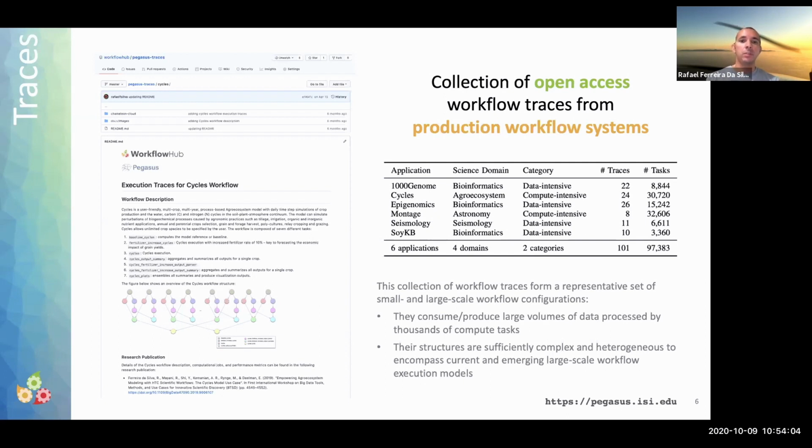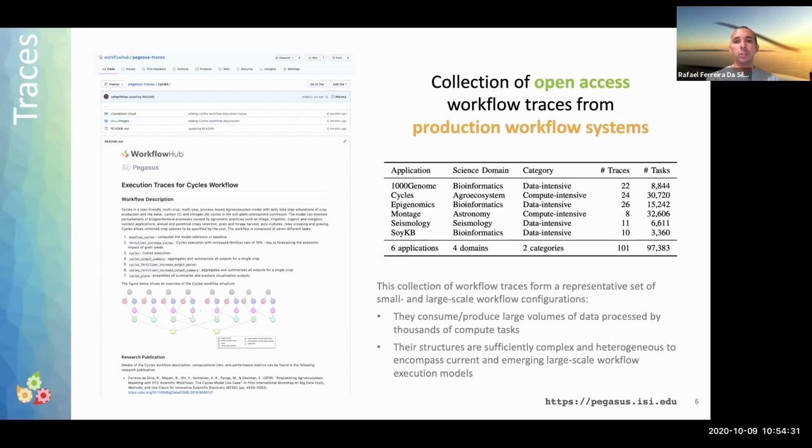Up to date, we have collected 101 traces from the Pegasus workflow system, and we made all of them available on GitHub. If you go to our workflowhub.org website, you have the links to the GitHub repositories there. These traces comprise 6 different applications from 4 different domains, and we have data-intensive and compute-intensive tasks.